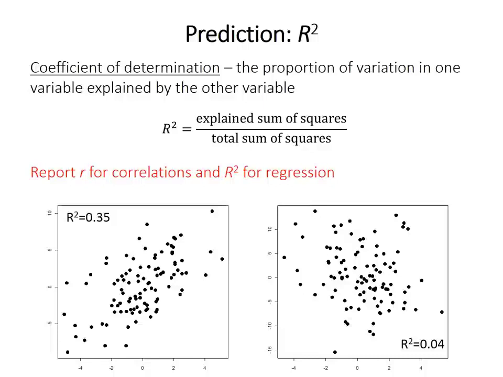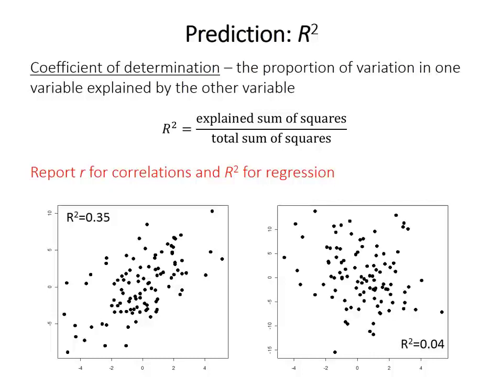We need to distinguish the real-world importance from the statistical significance, which itself is a function of sample size and things like that. So the primary measure for the prediction is the coefficient of determination, or R squared. It's calculated as the ratio of the sum of squares of the dependent variable that can be explained by the independent. So this explained sum of squares is basically how much of the sum of squares of y can be explained by x, and then that's divided by the total sum of squares of the dependent variable.